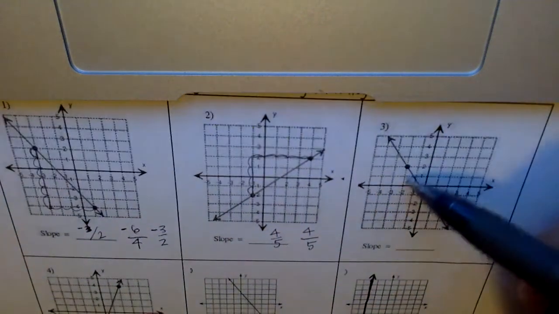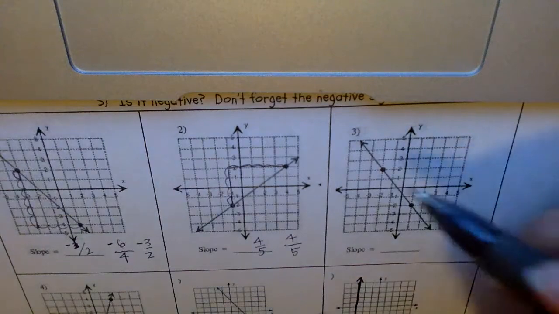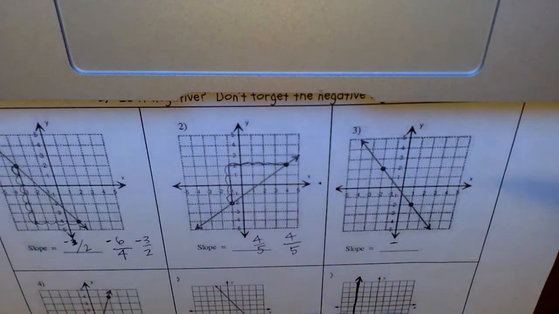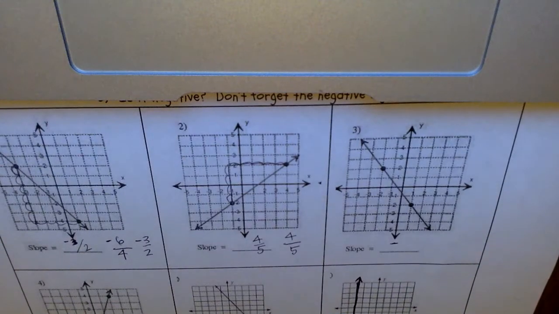Number 3, I have 2 points identified for you. So I can already see this as a negative. So I'm just going to go ahead and put my negative. This is a negative slope. Then you don't necessarily have to worry about forgetting it at the end.